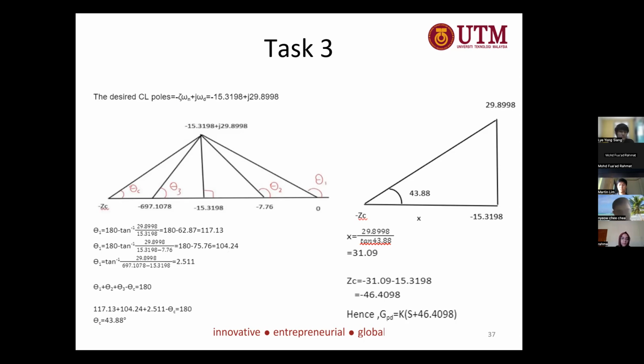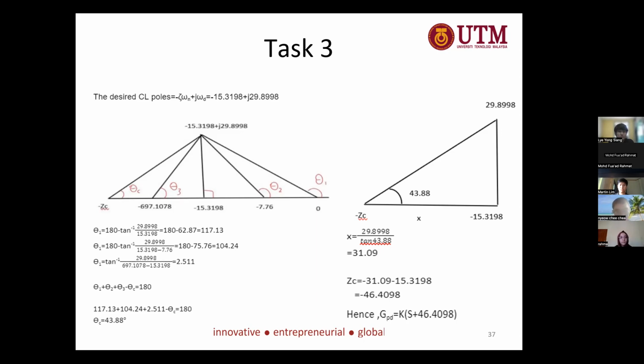2.511. So since theta 1 through 3 are the poles and theta C is the zero, our formula will be theta 1 plus theta 2 plus theta 3 minus theta C equals 180. So we get our theta C is 43.88 degrees.